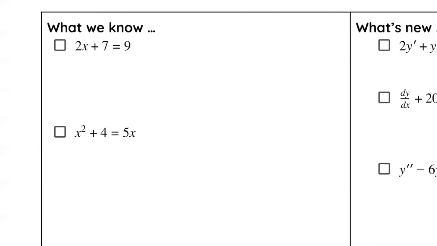Let's say we have an equation like 2x + 7 = 9. What would you expect that I ask you about this particular question? Solve for x. Oh, exactly. Solve for x, right? Find x. And so what would we do if we wanted to solve for x?